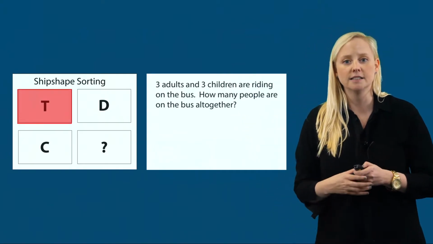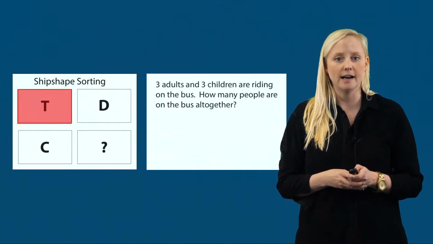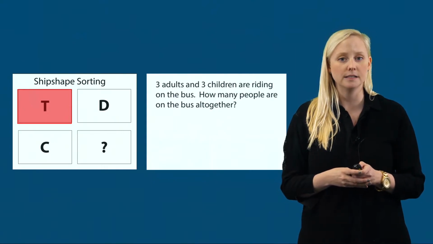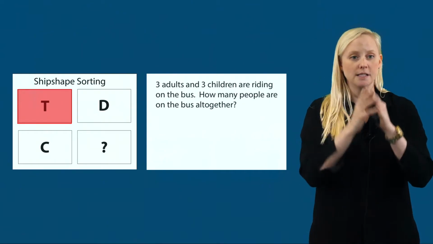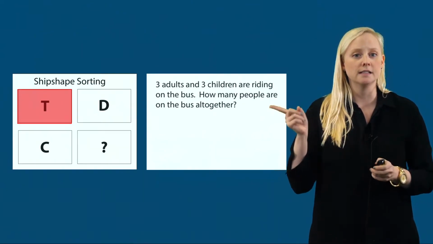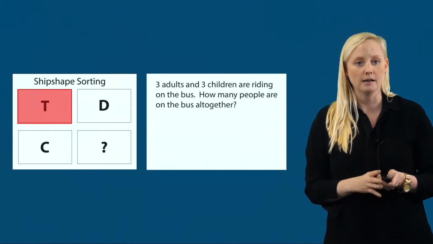Here, this says 3 adults and 3 children are riding on the bus. How many people are on the bus together? Here we have adults and children, and we're putting them together. So the student would place this card in the total box.